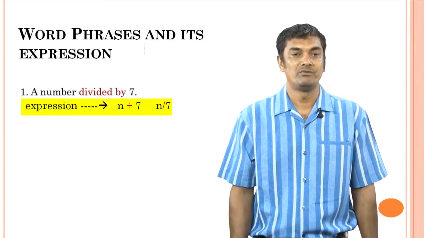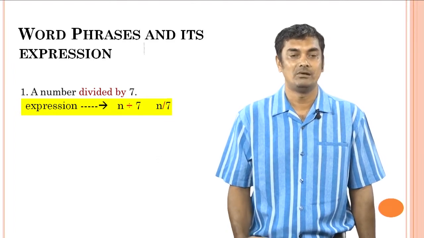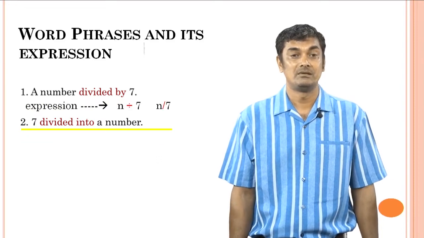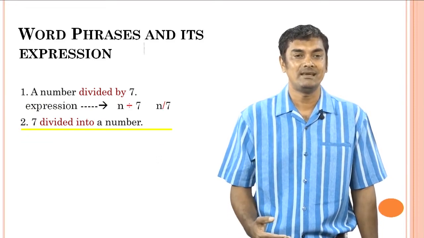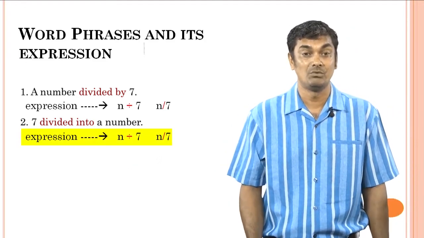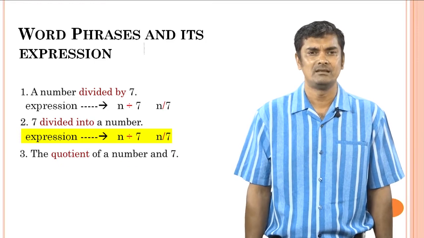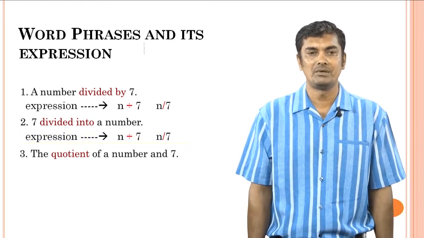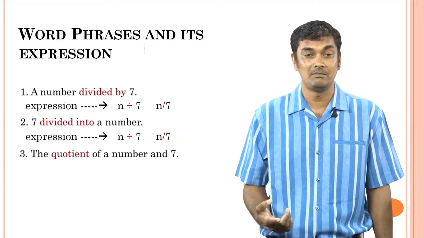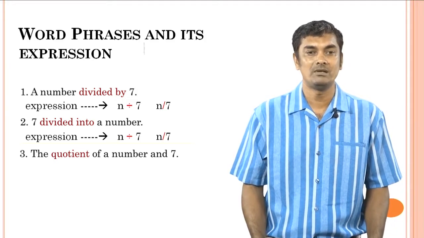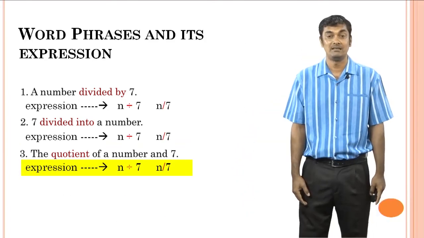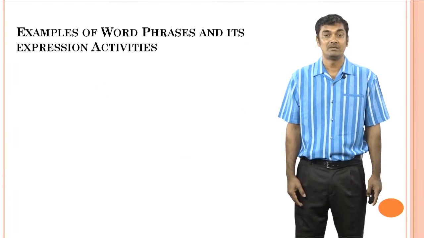A number divided by 7, mathematically, how do we write that? The expression would be n divided by 7 or n upon 7. 7 divided into a number. That number is being divided by 7. So there again, you see divided by, divided into. The expression would be n divided by 7. The quotient of a number and 7. What do we mean by quotient? Quotient, divided into, divided by. They're referring to the same concept when we're writing it in expression form, which would be n divided by 7 or n upon 7.